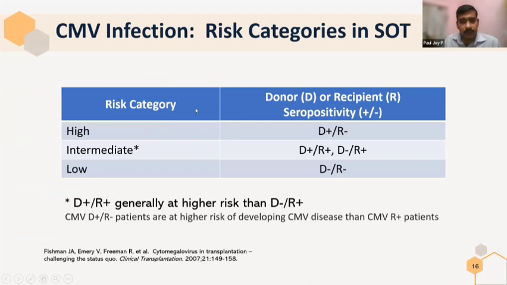The serology status is important for risk stratification. The highest risk is for D plus and R minus, and the intermediate risk is for recipient positive status, and the lowest risk is for donor negative and recipient negative status. So CMV D plus R minus patients are at higher risk of developing CMV disease than CMV R plus patients.